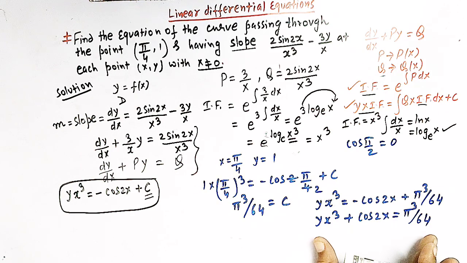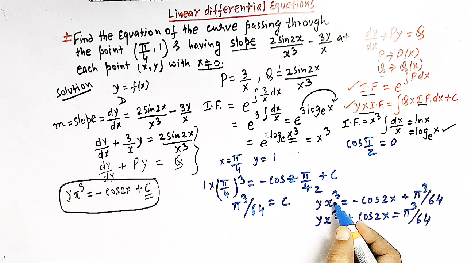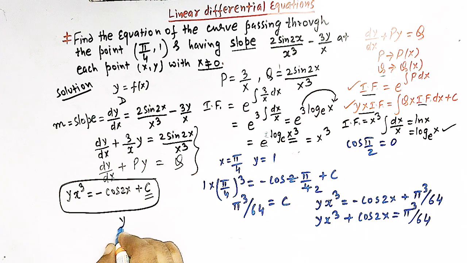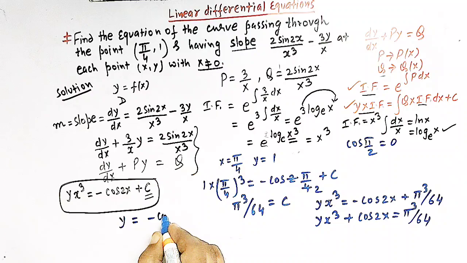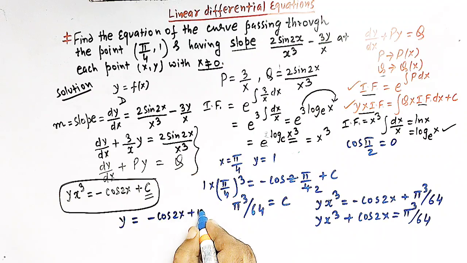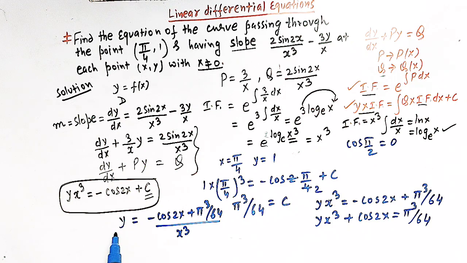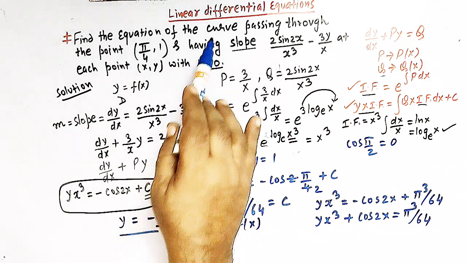We can also write this equation in the form y is equal to f of x by taking x cube in the denominator of the right hand side. So we can also write y is equal to minus cos 2x, then we have pi cube over 64, divided by x cube, right? So here we have expressed y explicitly in terms of x, that is of the form y is equal to f of x. So this is the required equation of the curve.